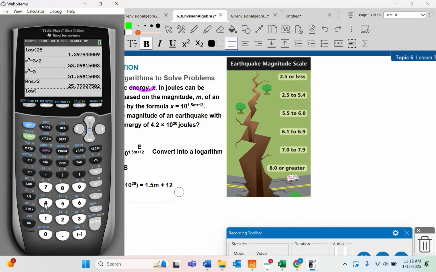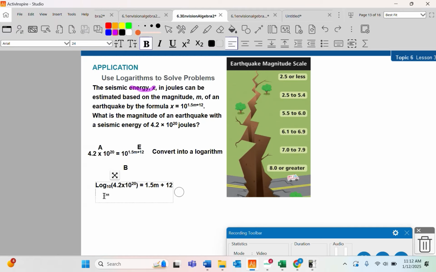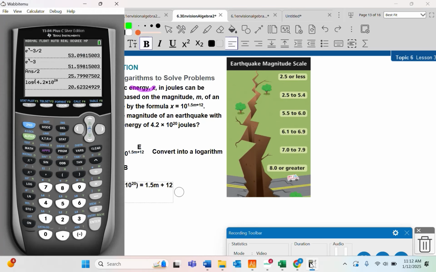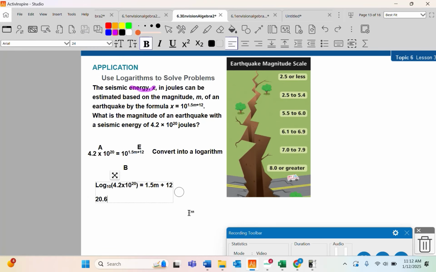Let's see what a log of 4.2 times 10 to the 20th is. And you shouldn't be too surprised by this answer. Well, I guess it didn't work out the way I thought it would. It's 20.6232. 20.63. Done forgot where I was. 6232. And that equals 1.5 m plus a 12.